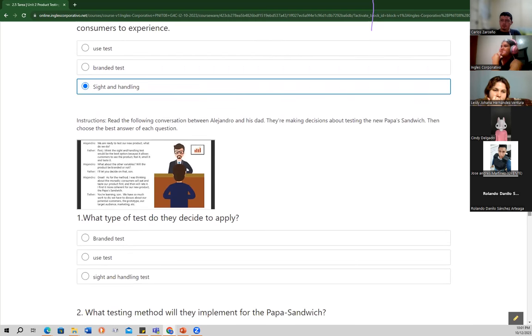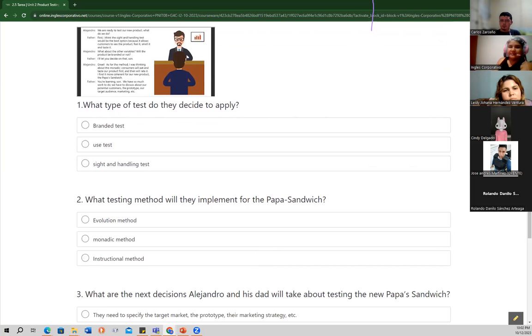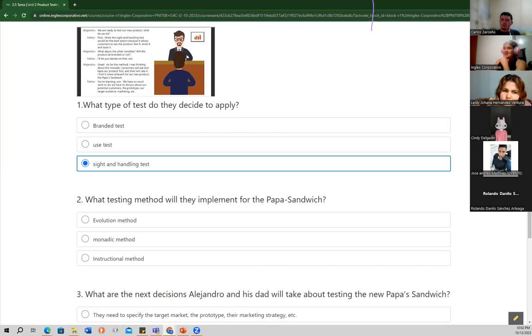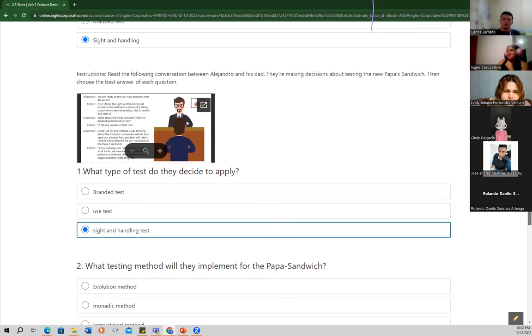Read the following conversation between Alejandro and his dad. Sight and handling test. They are making decisions about testing the new papa sandwich that they choose as the best option. Okay, I remember this conversation. What is the type of test they decide to apply? Sight and handling test. Correct. If you need to read the conversation to clarify this, you can do it, right?